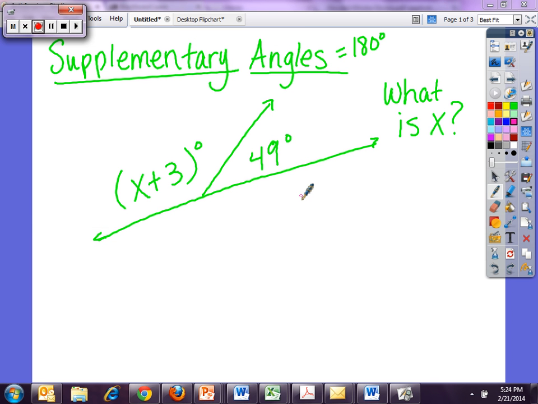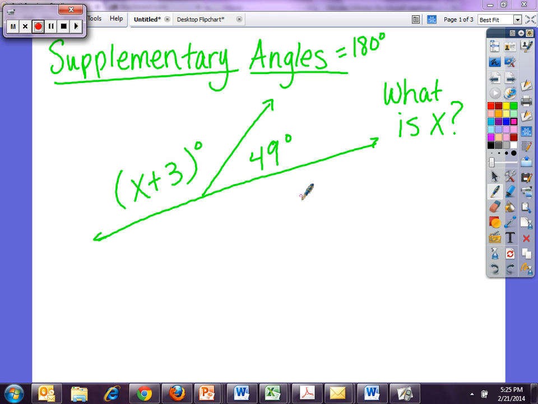Okay, so we're gonna add these notes to our interactive notebook. And what we are going to be working on is how to find a missing angle. So we are shown that we have given supplementary angles. Given the definition of supplementary angles, it is two angles when added together equal 180 degrees.